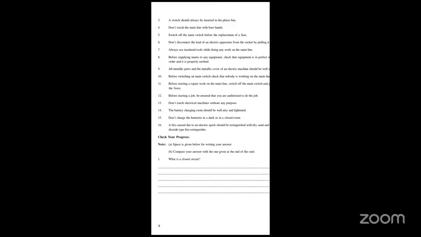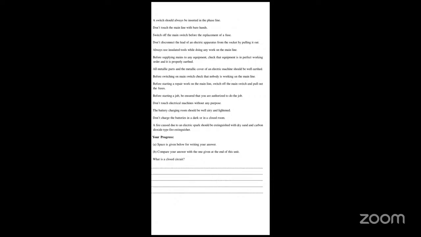Don't disconnect the lead of an electric apparatus from the socket by pulling it out. Always use insulated tools while doing any work on the main line. Before supplying mains to any equipment, check that the equipment is in perfect working order and properly earthed. All metallic parts and metallic covers of an electric machine should be well earthed.